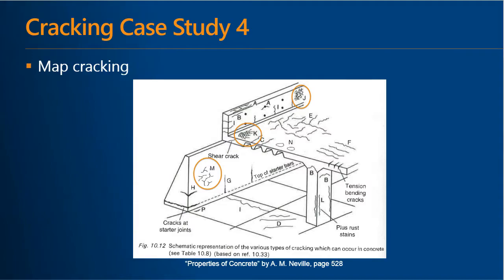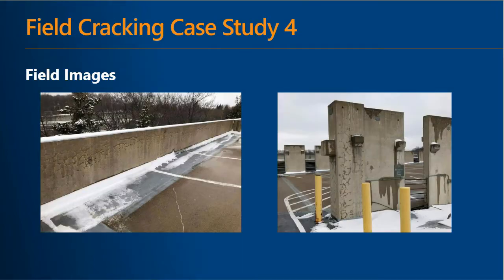So I'm going to close out today going over what we are calling map cracking, highlighted here on Neville's image with a few different figures. And these types of cracks are often also called pattern cracking. So when you're out in the field, you can see this type of cracking on really any type of concrete element, whether it's horizontal or vertical or anywhere in between.